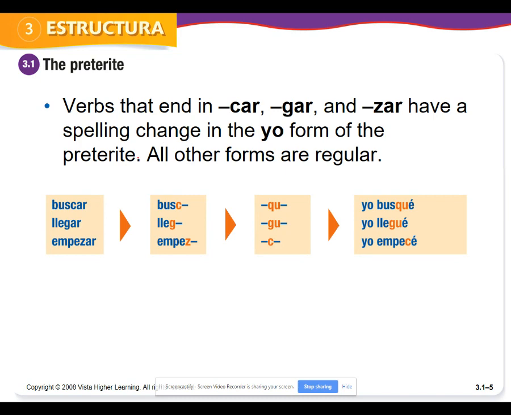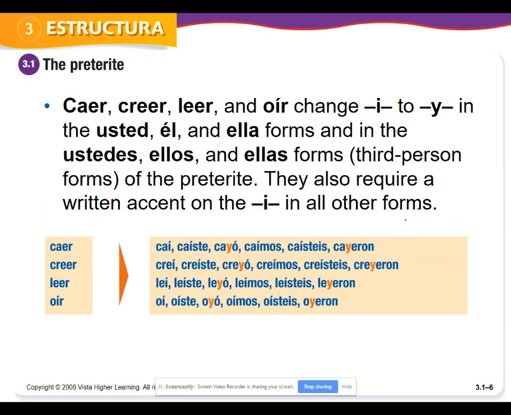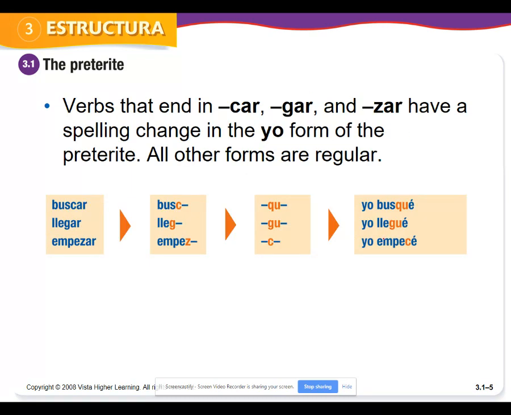All right. So in the yo form, if it's a CAR verb like buscar, the C is going to go to a QU, and then you're going to add its regular E with an accent mark ending. If it is a GAR verb, the G will go to a GU, and then the E with the accent mark in the yo form. And if it is a Z, it will go to a C with an accent mark in the yo form.